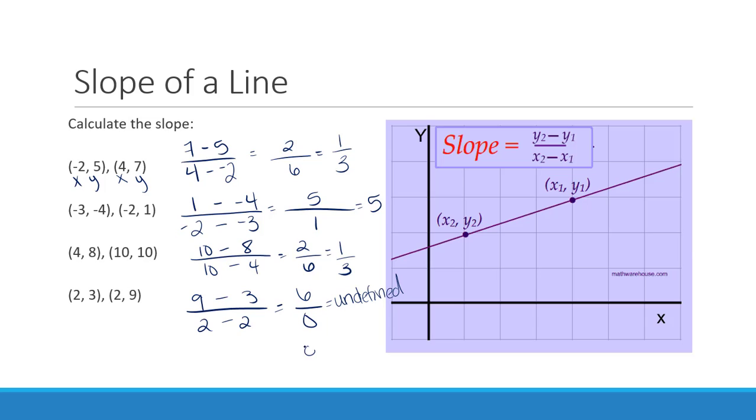Now, if it had been flip-flopped, so let's say, for example, it had been 0 over 6, that's fine. You would have just had a 0 slope in this case. But just note that 0 in your denominator is no good because you cannot divide by 0.